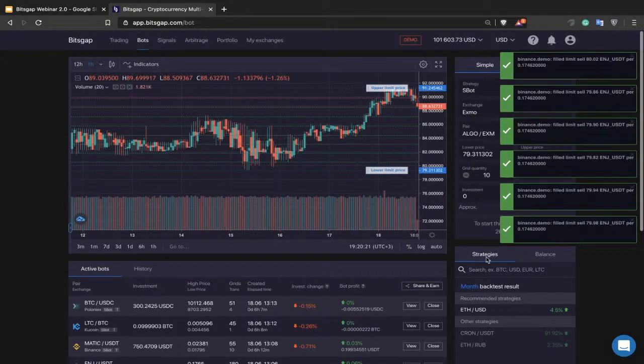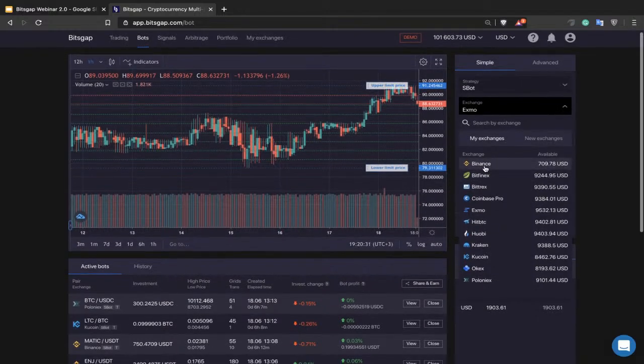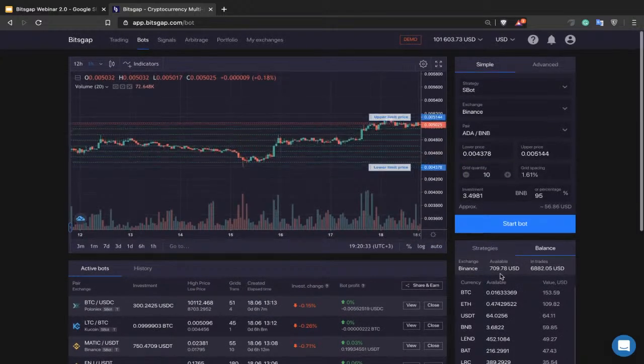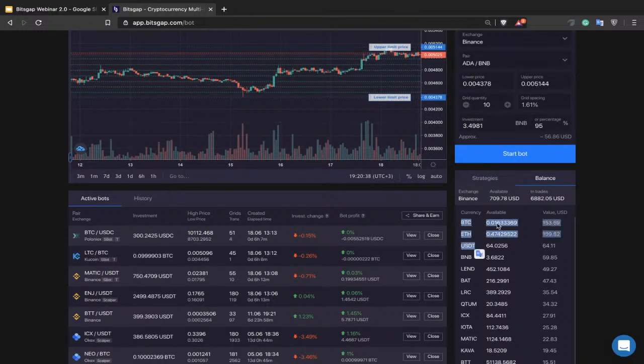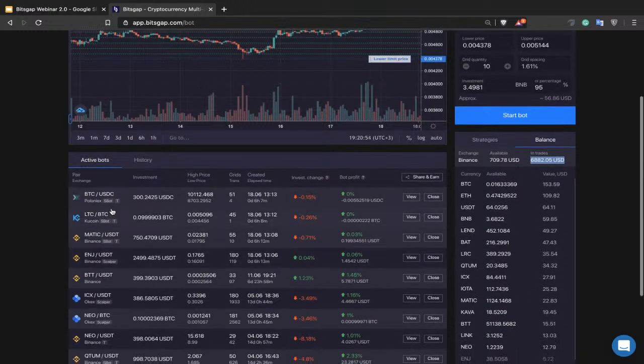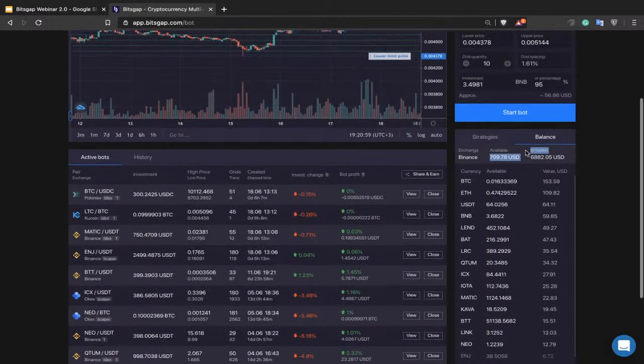And below we also have on the right side the balance. So here you can always check your current balance, and if I switch to my most active one, which is Binance, I have here a list of my available cryptocurrencies, and I also have specification regarding what amount of my balance is currently allocated to my active bot. So I have almost 7,000 USD currently allocated to all of my active bots, and only 700 is now available.